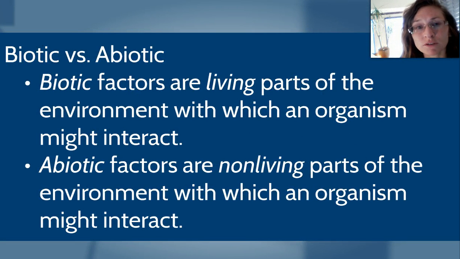Now, it's important when you're studying different levels of organization, and you need to know what biotic factors and abiotic factors are because they all affect the environment in a different way. Biotic factors are the living parts of the environment, okay, and these are things that an organism could interact with. And abiotic factors are also things that organisms might interact with, but they are the non-living parts of the environment.